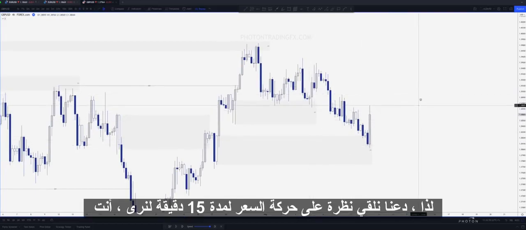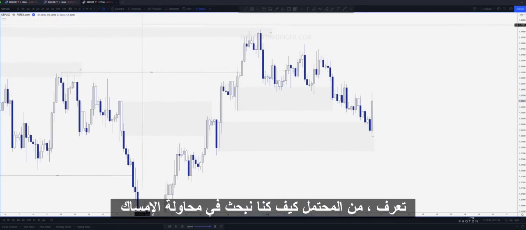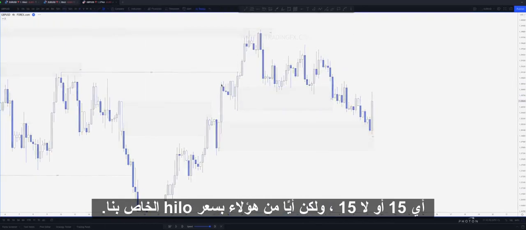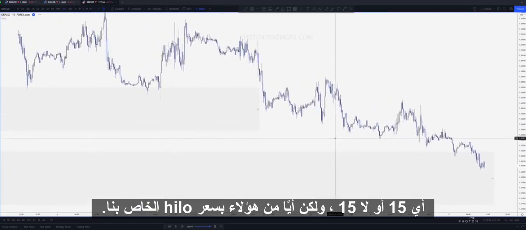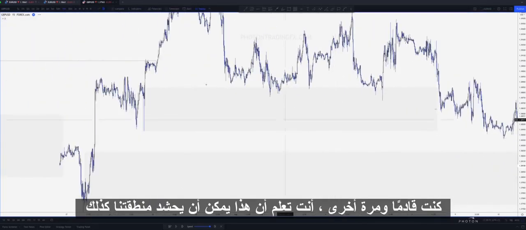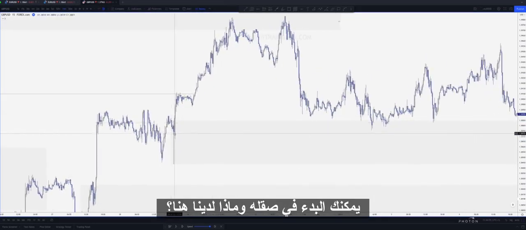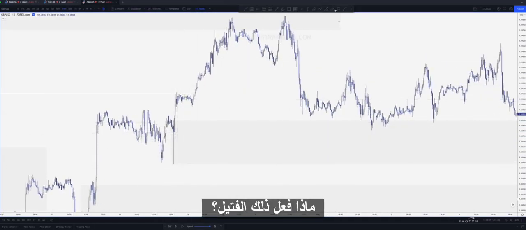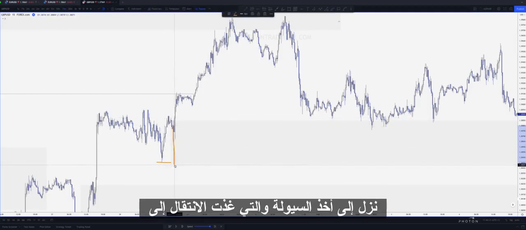So let's take a look in 15-minute price action and see how we could have been looking at trying to catch any of those 4-hour high lows as price was coming in. And again, that's a massive 4-hour zone, so you can start to refine it. What do we have here? We have this massive wick. What did that wick do? That wick took the liquidity below that low. It came down, took the liquidity, and that fueled the move to the upside.